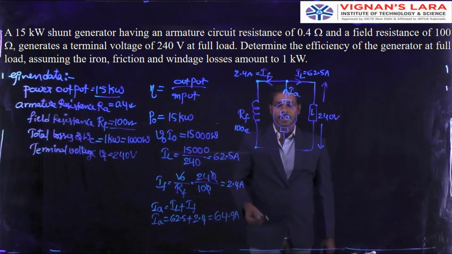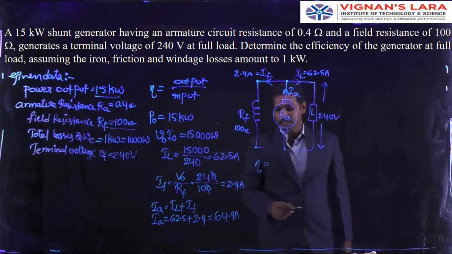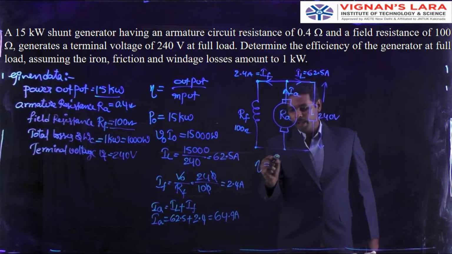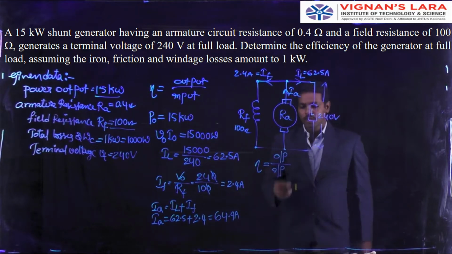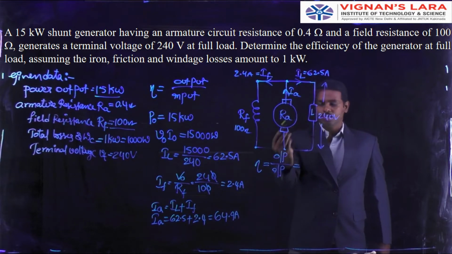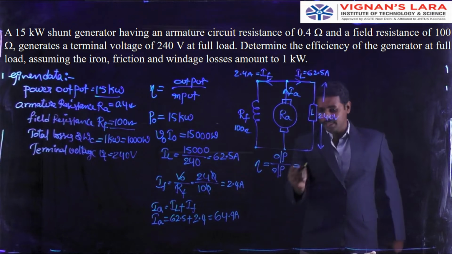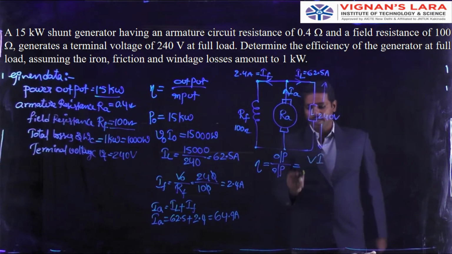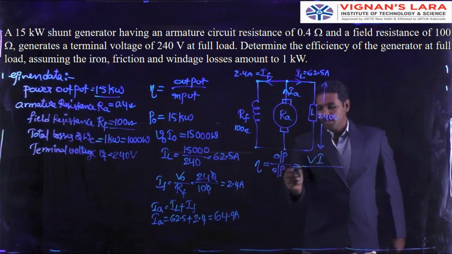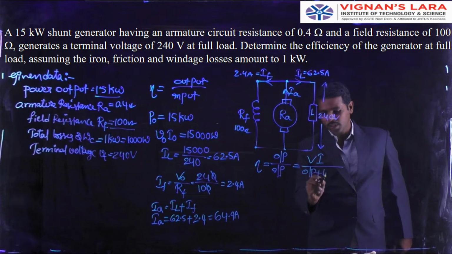Then we can find the efficiency of the shunt generator, which is equal to output divided by input of the generator. The output delivered to the load is voltage into current, divided by the input. The input is equal to output plus total losses.